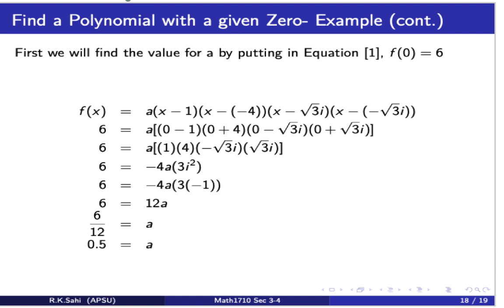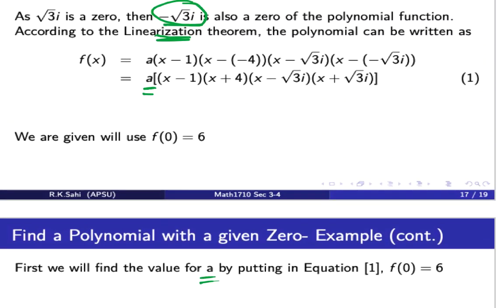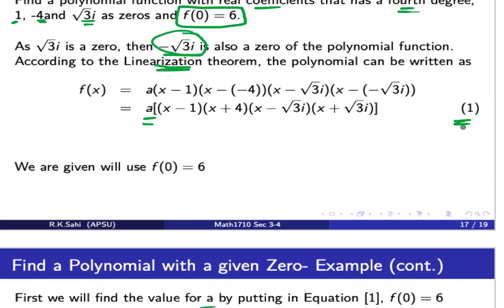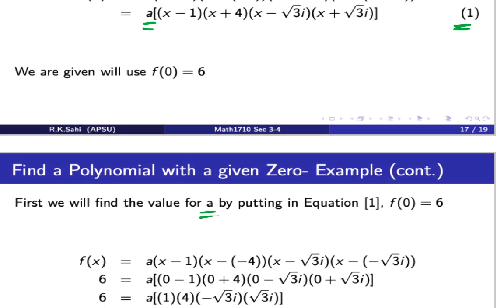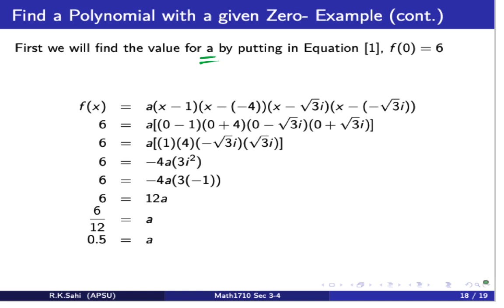Okay, so first we have to find the value for a by putting in equation 1. Now this is equation 1, guys. You see over here? This is the equation 1 we are talking about. f of 0 is 6. Now where you have x, put 0.